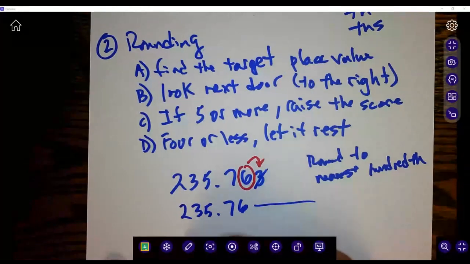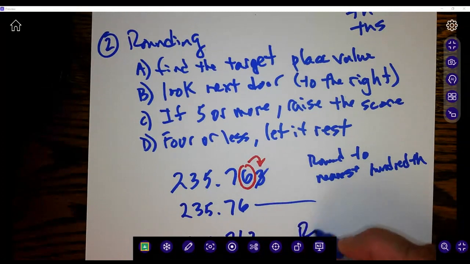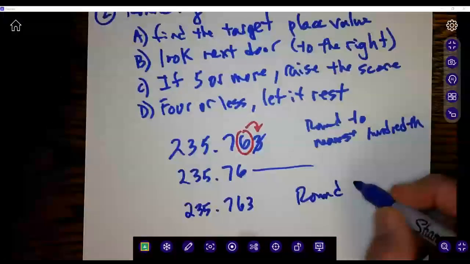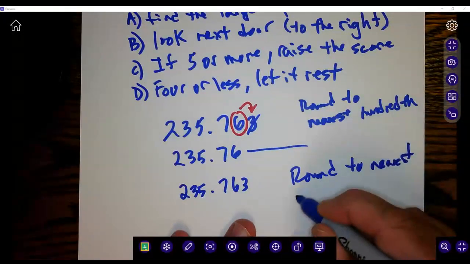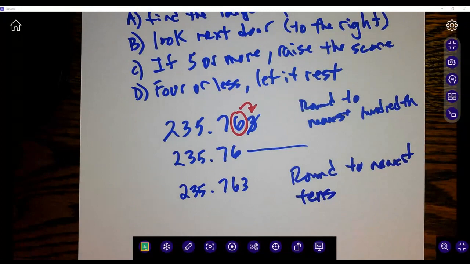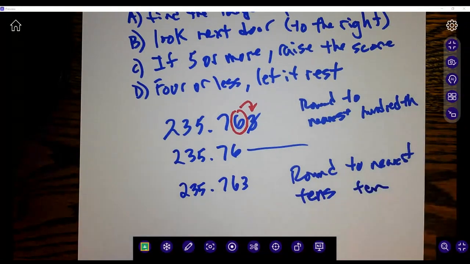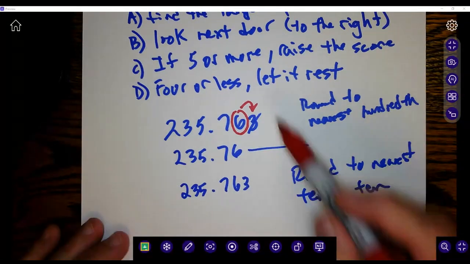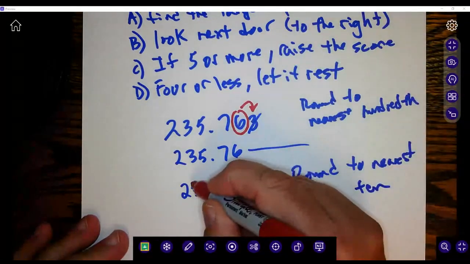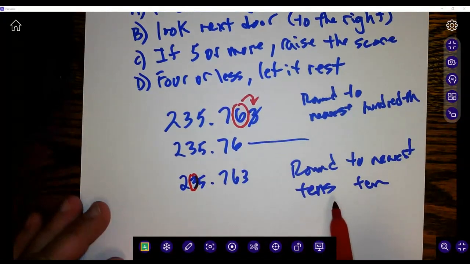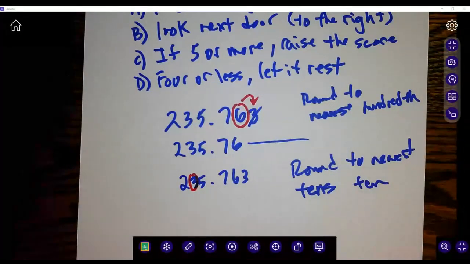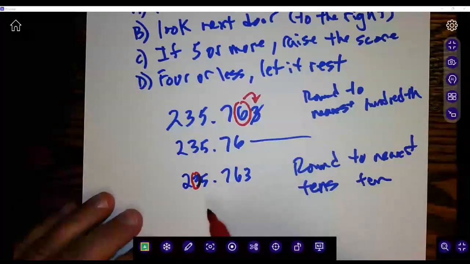Let's say that we're taking that same number, 235.763, and we're told to round to the nearest tens. Round to the nearest tens, or to the nearest 10. It may just say round to the nearest 10. So our target place value is the tens place, not after the decimal point, because this does not end in THS, it ends in S. So it's before the decimal point.